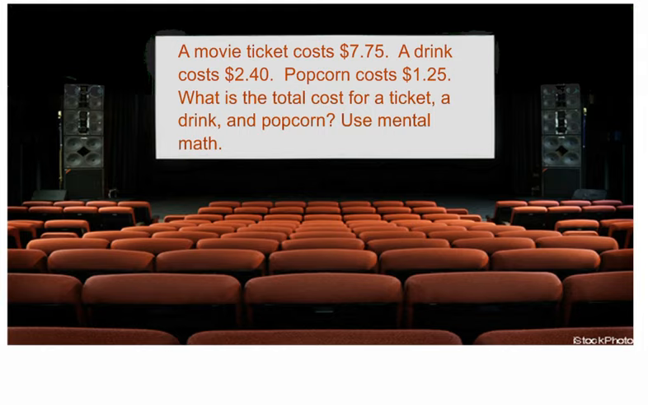Here's a thought question for you to think about for next time. It says a movie ticket costs $7.75, a drink costs $2.40, and popcorn costs $1.25. What is the total cost for a ticket, a drink, and popcorn using mental math? I'm wondering if there's something you can use with one of those properties, maybe changing the order of how you do it or grouping them a certain way so you can add them up to use mental math. Because mental math is so much easier than having to whip out a calculator and figure out that way.